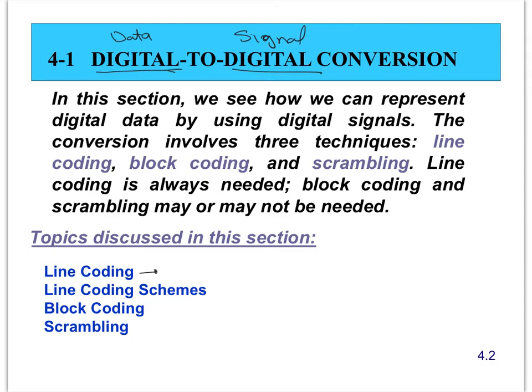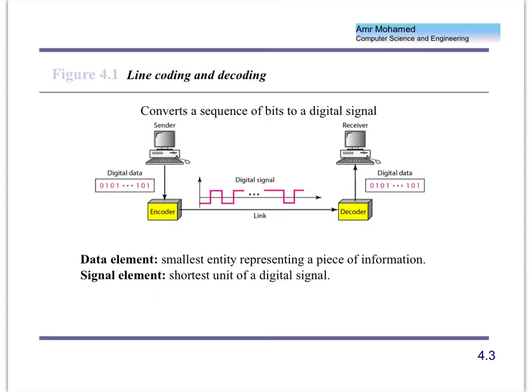Okay, by digital data to digital signal, and this digital signal will be sent over the transmission medium as is, which means that we're talking here about baseband transmission. Okay, so what is line coding? Line coding talks about the fact that we take the actual digital data here, and we need to convert this digital data to a digital signal.